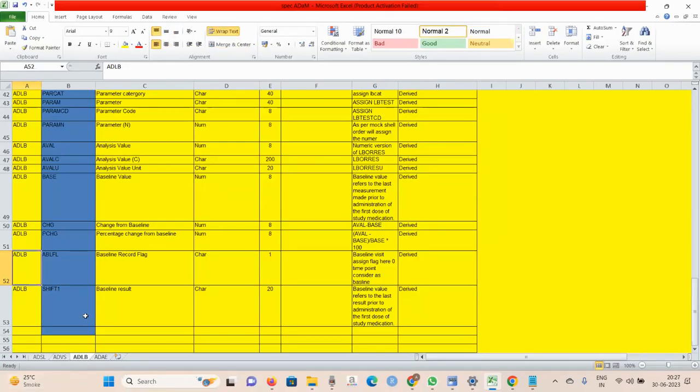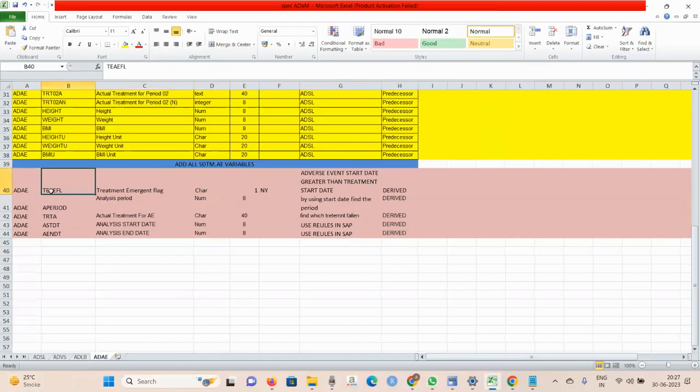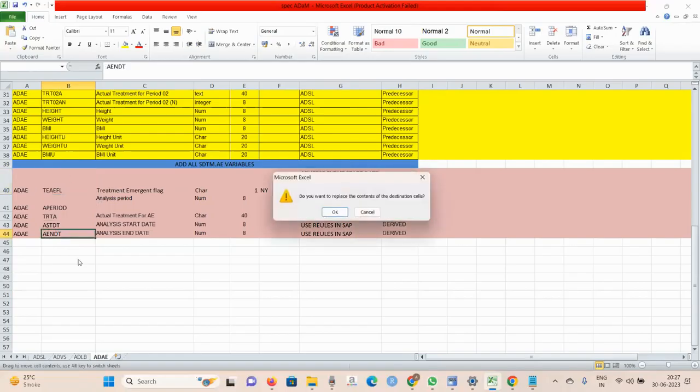Yes, because in the tables and listings, you need some extra variables. For example, the tables you have to create need treatment emergent flags. You cannot do those at the SDTM level because those variables are not in standard SDTM, so you have to derive them here in ADAE. Also the partial dates and the analysis start date, because the treatment emergent flag is one of the major things for adverse events. Here you only have 4-5 variables, but in real time you will have more.